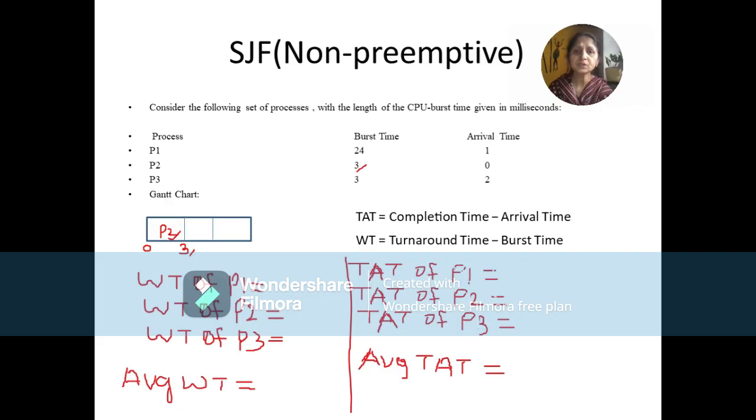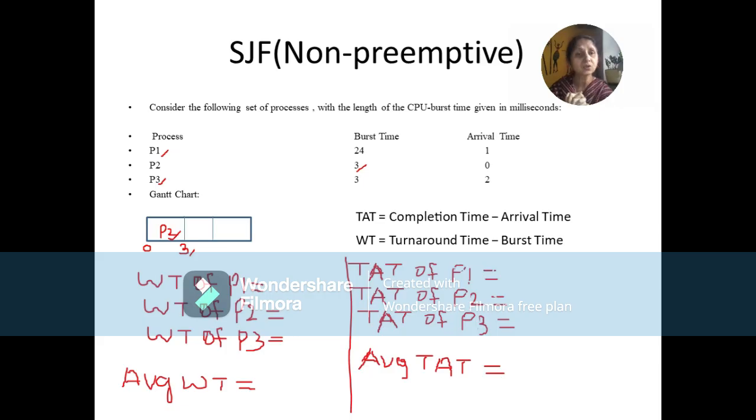So, at time 3, which all processes do you have? You have the process P1, which arrived at time 1, and also you have the process P3, which arrived at time 2. So, who all are there in the ready queue at time 3? There are two processes, P1 and P3. P1 has come at time 1 and P3 has come at time 2.